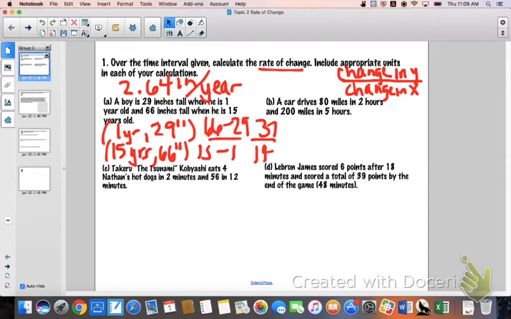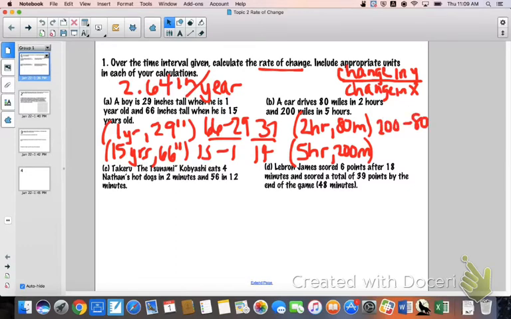Part B, a car drives 80 miles in 2 hours. So again, time is first. So 2 hours, 80 miles. And then 200 miles in 5 hours. So 5 hours, 200 miles. Okay? So you do 200 minus 80. That's your change in miles, right? That's 120. And then over 5 hours minus 2 hours is a difference of 3 hours. So that gives you 40. On the top is miles per hour. Okay? And that would be the rate of change.